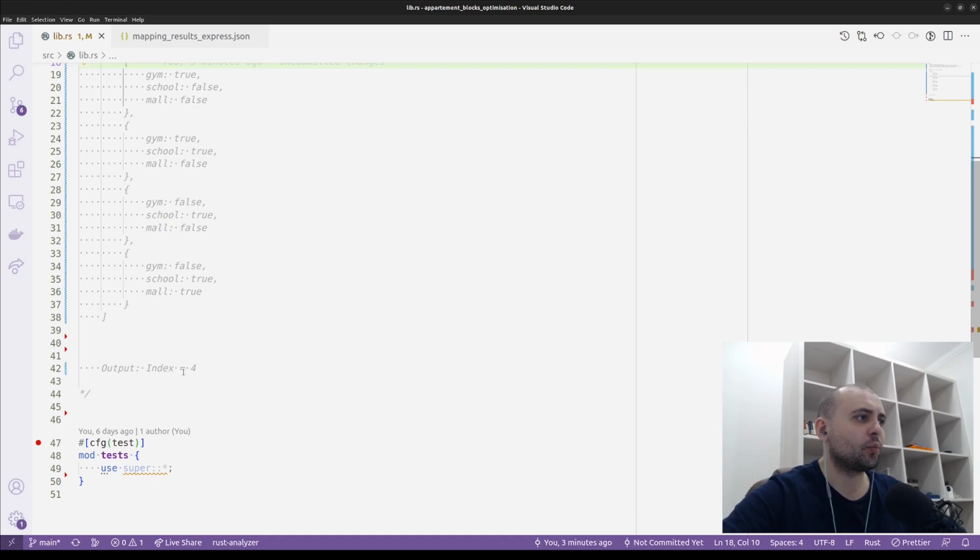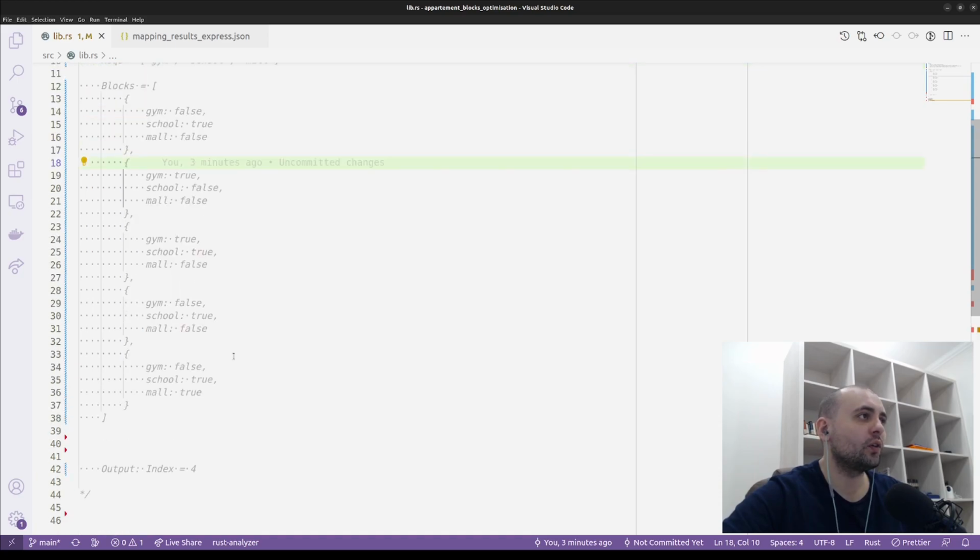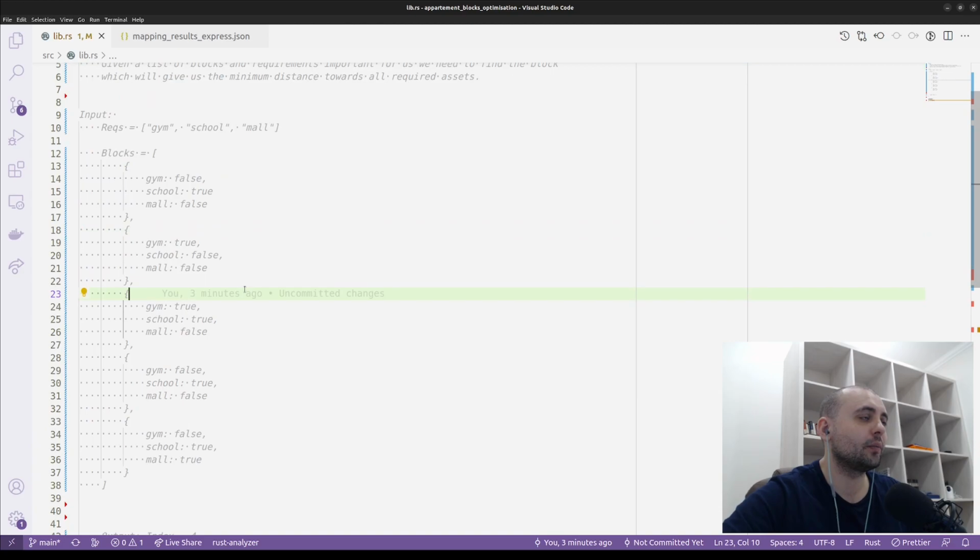The output of this problem is expected to be 4. So let's try to solve it a little bit and understand why exactly it's 4. And let's try to come up with a solution for that. Okay, so I'll switch back to our drawing board and try to digest the problem.